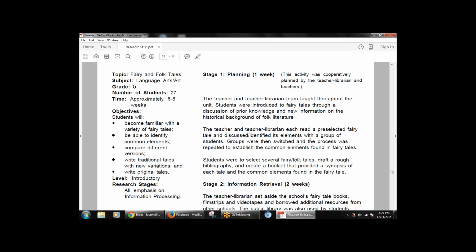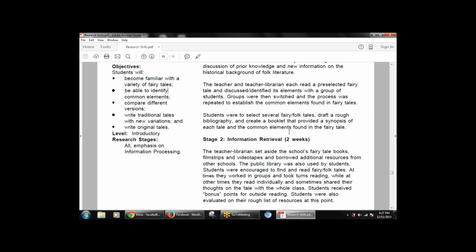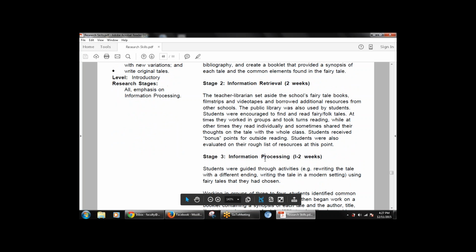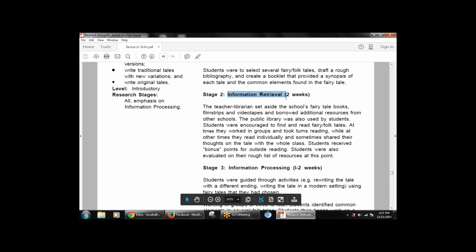So that is our next stage, which takes around 2 weeks. Sorry, no, this is not information processing, that is the third phase. This is the information retrieval, stage number 2, which takes around 2 weeks.